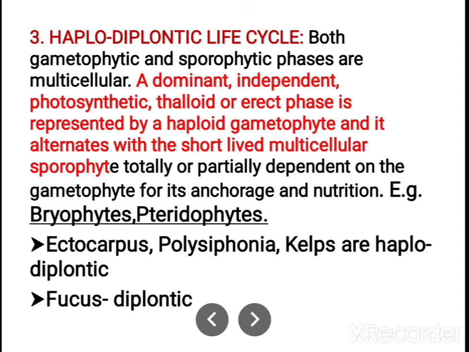So here some exceptions are also there always. Ectocarpus, Polysiphonia and kelps, they are types of algae, but they are showing haplodiplontic life cycle pattern. And this is also one more exception, Fucus, it is showing diplontic life cycle pattern. Okay children, so you remember the exceptions also, it can be asked in 1 mark questions.